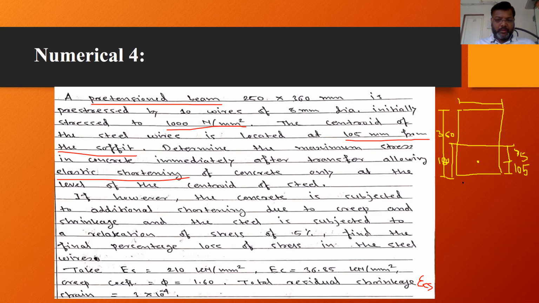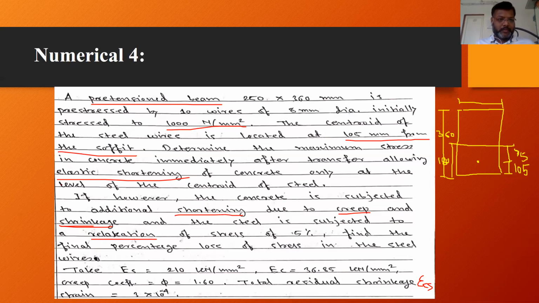Now the remaining values we have to find out: the loss due to the elastic shortening of concrete, and, as told here, additional shortening due to creep is also going to take place. So we have to calculate the loss due to creep of concrete. Again, shrinkage is also happening, so loss due to shrinkage also needs to be found out, and the steel is subjected to relaxation, so relaxation loss is also to be determined. So in total, how many losses do we have to calculate here? The loss due to elastic shortening of concrete, the loss due to creep of concrete, the loss due to shrinkage of concrete, and the loss due to relaxation. So all four losses we have discussed, we need to find out.